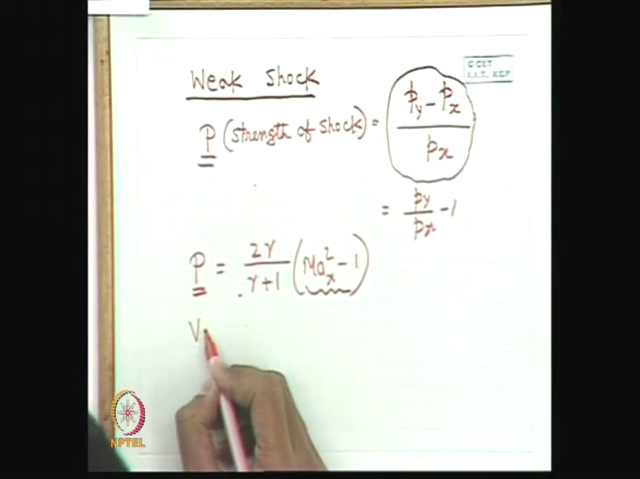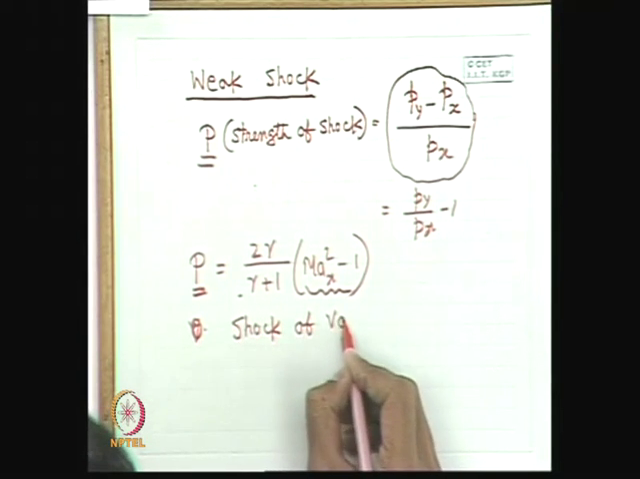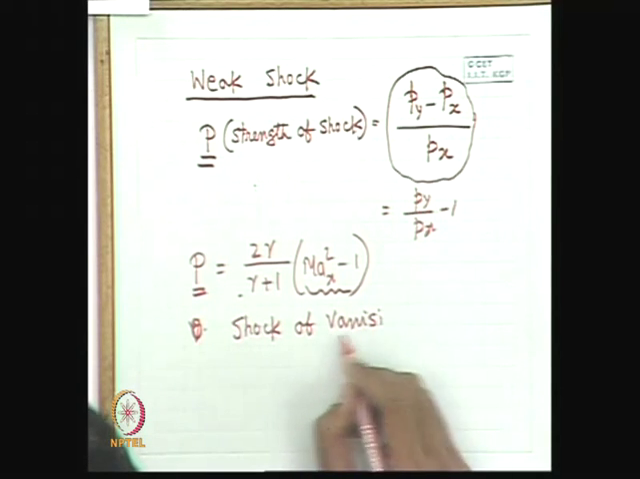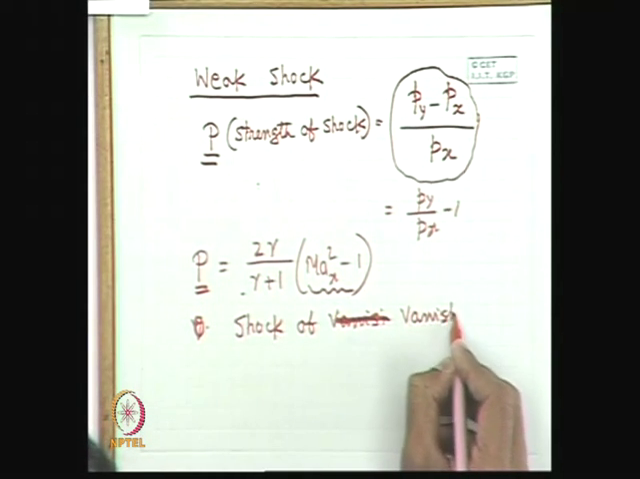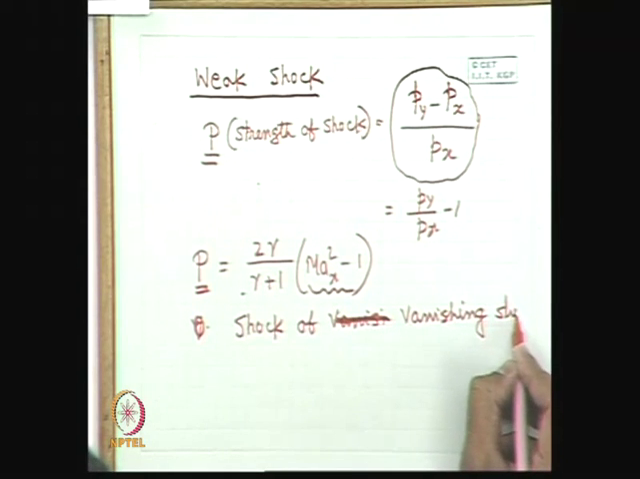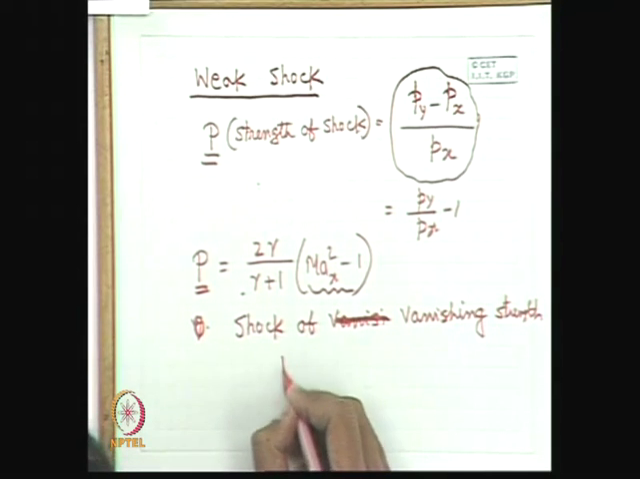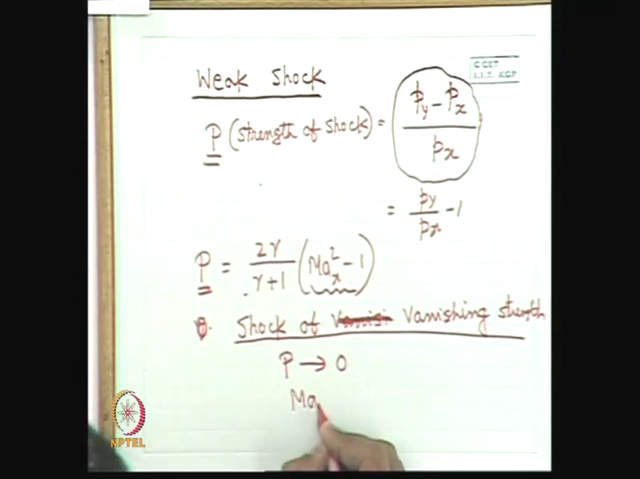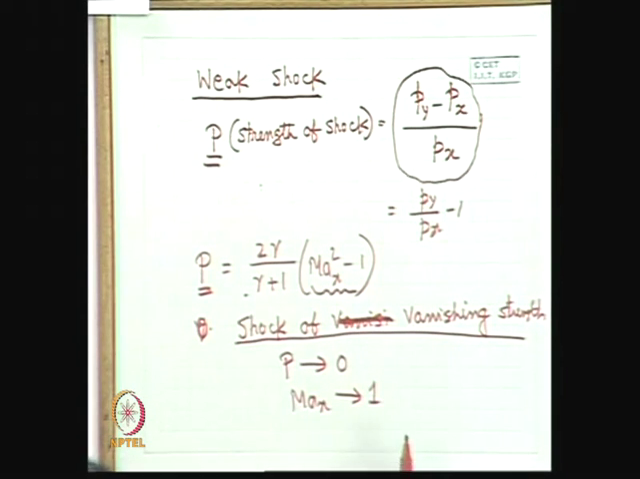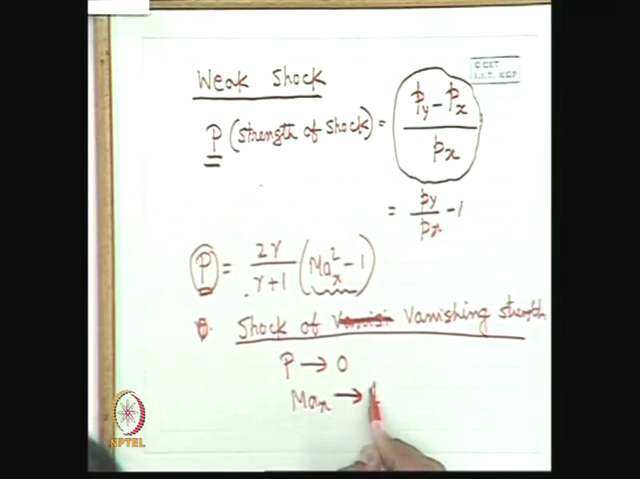Now, we define a shock of vanishing strength as the shock where P tends to 0. So, for a shock of vanishing strength, P tends to 0, Mx tends to 1. From which we conclude that for a shock of vanishing strength or infinite small strength, the Mx tends to 1. That means the Mach number tends to 1, the flow condition is sonic.